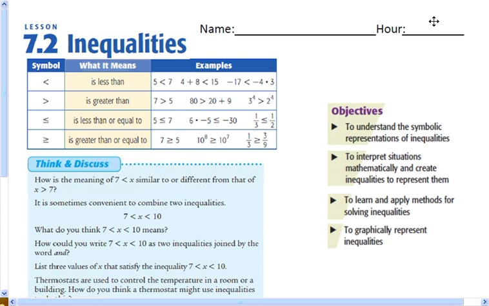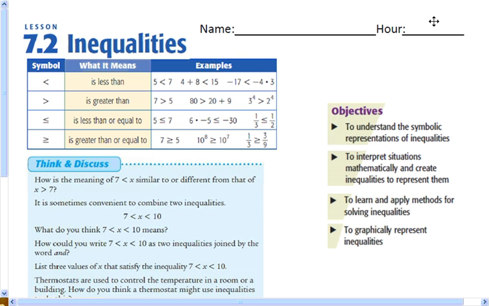Hey students, this is lesson 721, inequalities. This is a nice little chart for you just to remind you of what the inequality symbols are: less than, greater than, less than or equal to, greater than or equal to, and some samples of using them. A lot of times students will say, I don't remember if it's less than or greater than, so this is a good resource for you.